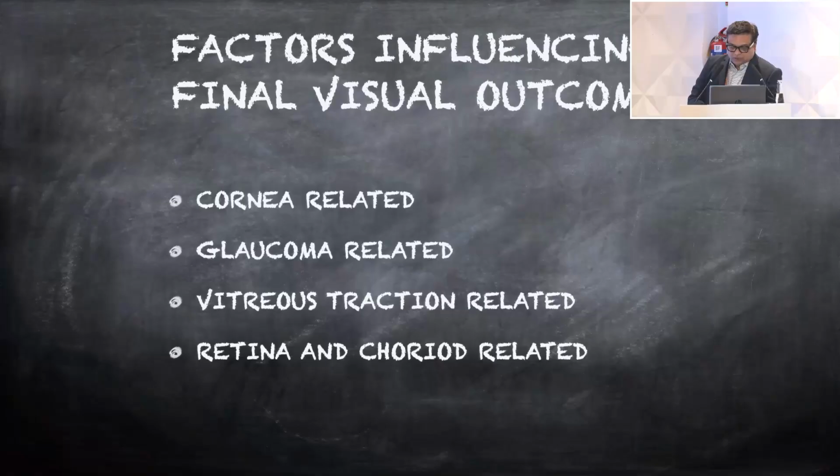So what are the factors influencing the visual outcome are, we should always be careful about the cornea related issues, glaucoma related issues, vitreous traction, any sort of vitreous traction you are leaving behind can lead to a lot of complications like a HST or a CME or various things. Retina and choroid related problems, in most of these cases, sudden hypotony due to either dislocated IOL or a dropped nucleus can cause choroidal detachment. There could be retinal detachment. A thorough assessment is required before you take up these cases.